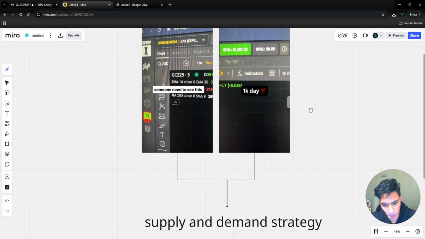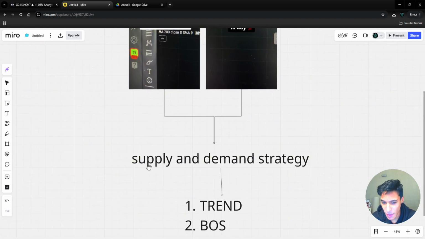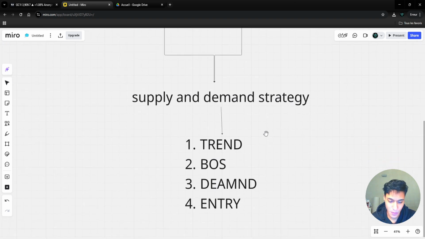And let's see. My strategy is basically a simple supply and demand strategy. In a supply and demand strategy, this is my checklist before entering a trade. First we must have a trend, then we must have a break of structure, then we must have a demand zone. For this trade I have a demand zone, so you can do supply when you have a bearish trend, and then the entry signal.